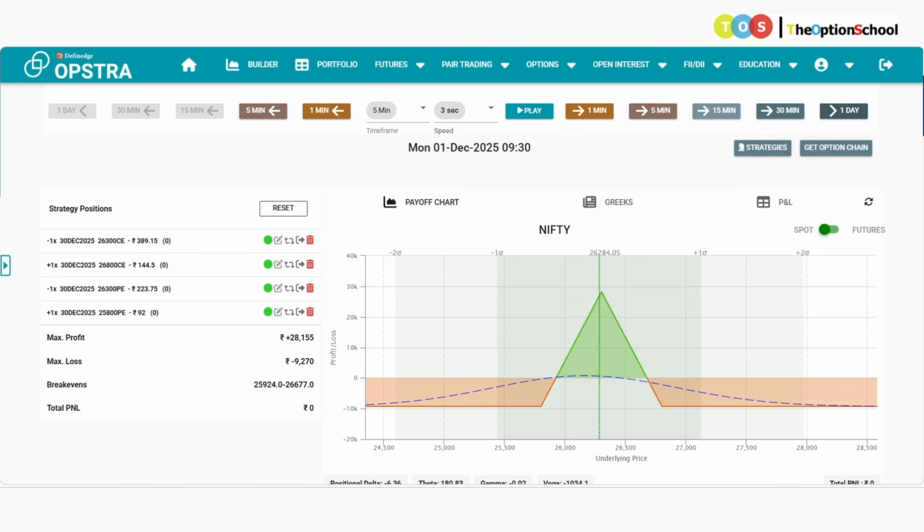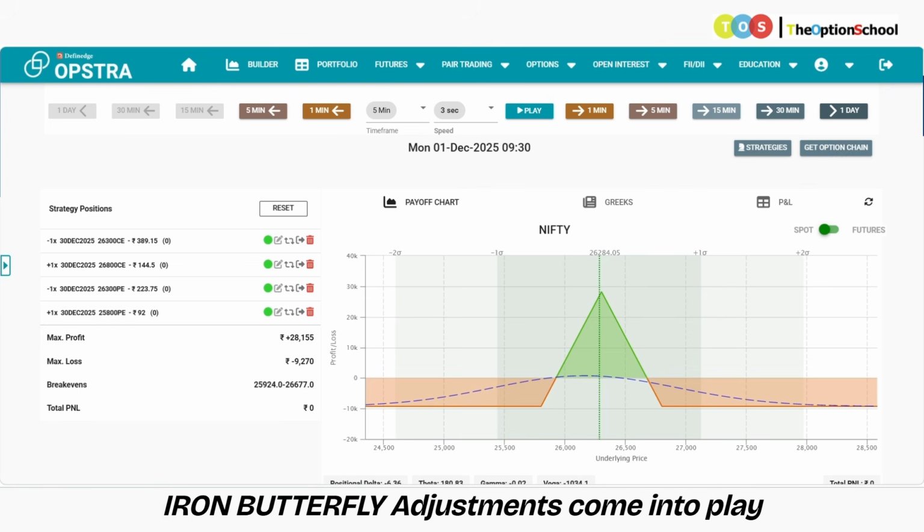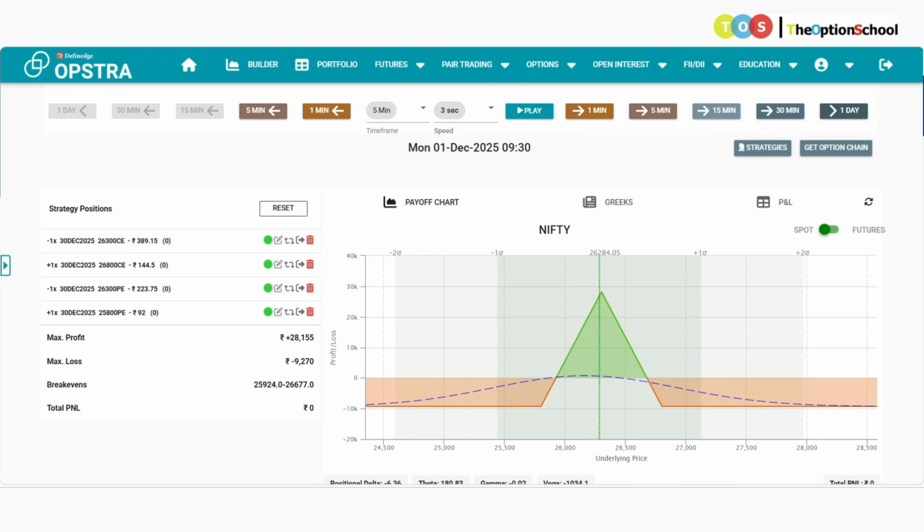So once your trade gets converted into Iron Butterfly, now you have changed the gear from Iron Condor strategy. Now you have shifted to Iron Butterfly. Now when you have shifted to Iron Butterfly, obviously Iron Butterfly adjustments will come into place. You cannot say that okay, I have shifted from Iron Condor to Iron Butterfly, I will still apply Iron Condor adjustments. Now these are two different things.